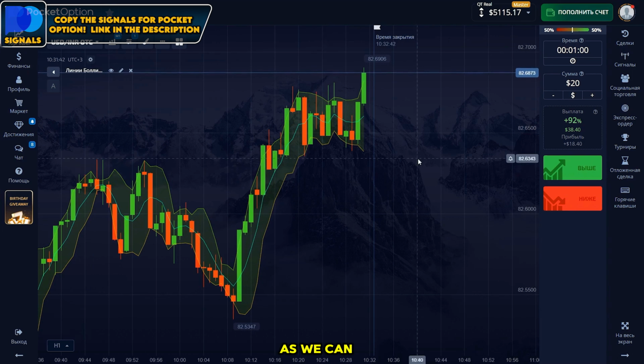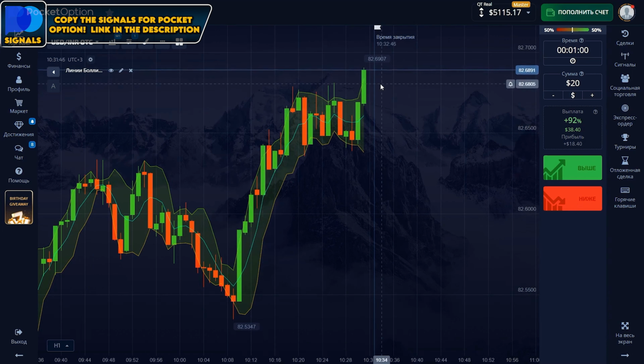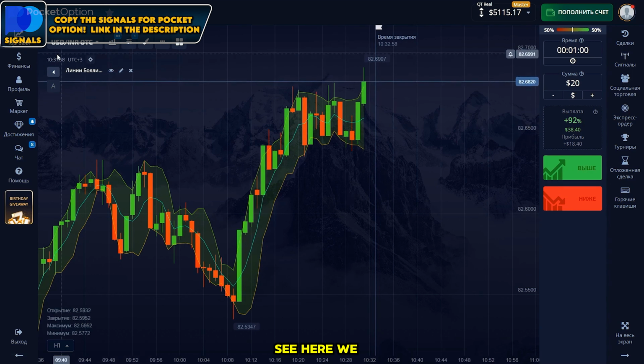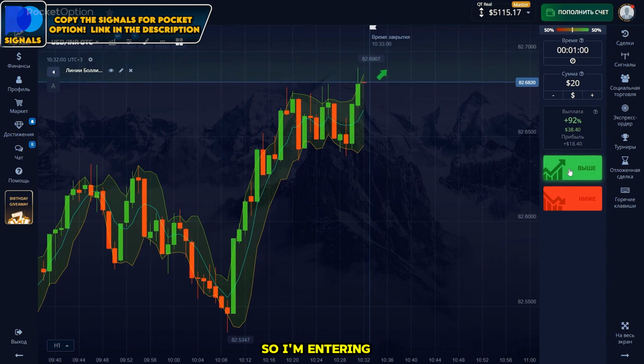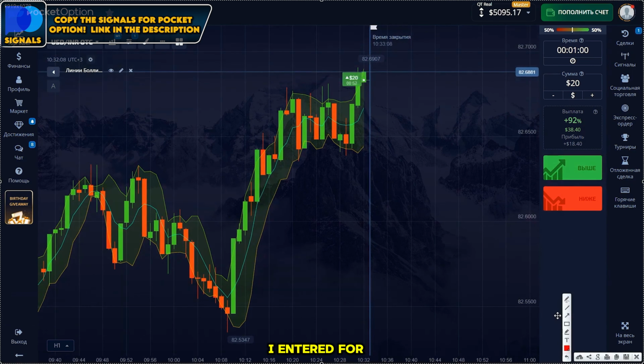Here guys, as we can see, the trend is directed upwards. The second candle is closing now, and on the third candle, I am entering a $20 upward position, guys. 5 seconds until closing, as we can see here. We have time, so I'm entering for a rise. Let's go. Guys, I entered for a rise.